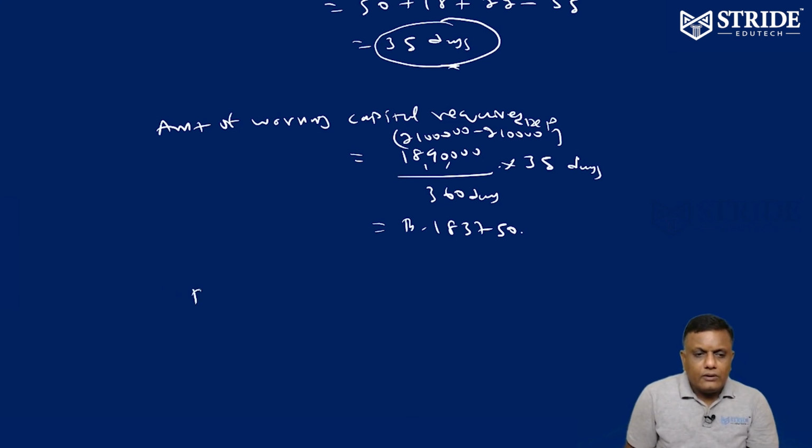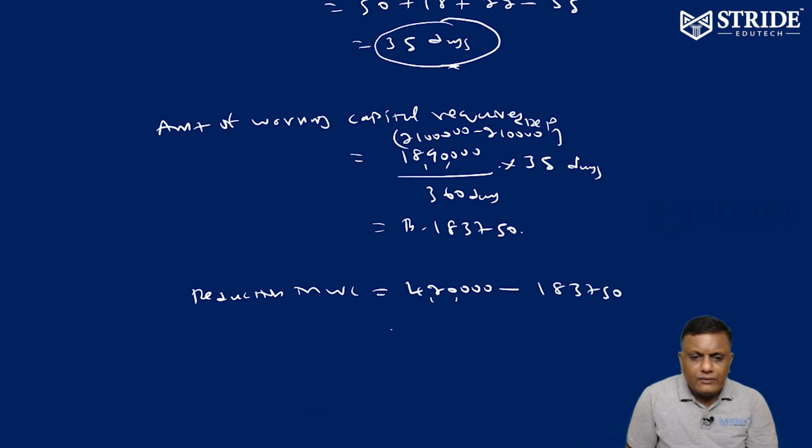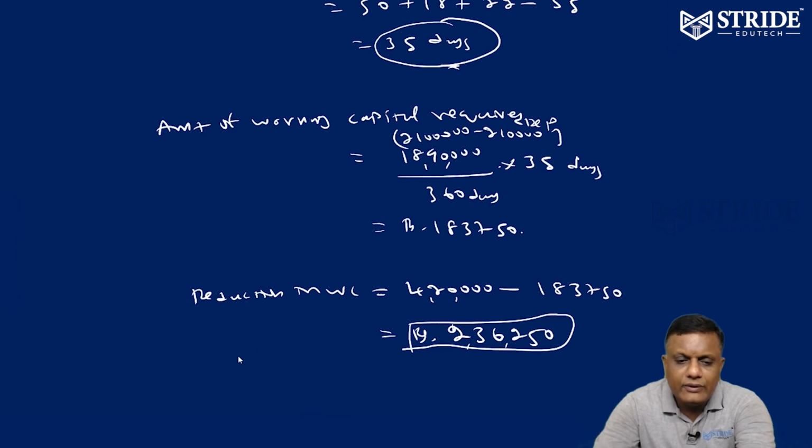Now the reduction in working capital. Earlier, the working capital required was 4,20,000. Now we need only 1,83,750 because we cut the debtors. So the reduction in working capital is 2,36,250. So 2,36,250 of working capital is reduced because of the credit sales we cut. That's it.